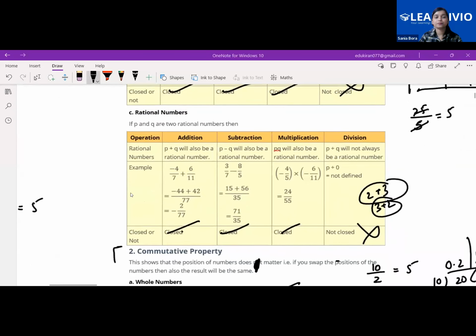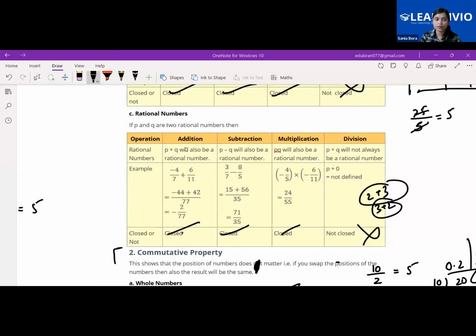Let's see. If you are adding two rational numbers, the answer is always a rational number, so this is applicable. In subtraction, if you subtract two rational numbers, the answer is always a rational number. For example, 3 upon 1 minus 2 upon 1 gives 1 upon 1, which is also a rational number. So subtraction is applicable. In multiplication also, it is applicable. But in division, it is not applicable. Clear?